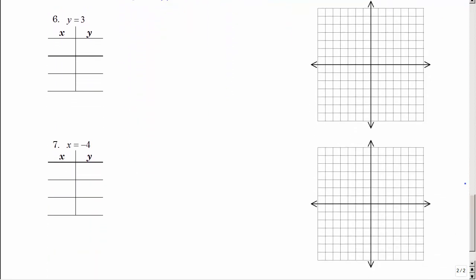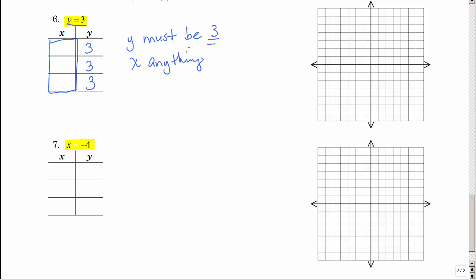Now let's look at those last two examples. We have y equals 3 and x equals -4. On the last lesson, we talked about what that means. On this one, it says y equals 3. That means y must be 3. You don't have a choice. It is always 3. But what does that say about x? Remember, x can be anything. So you can choose any number you want. 1, 2, 3, 0, 4, 10, whatever you want. You choose what you want to choose.